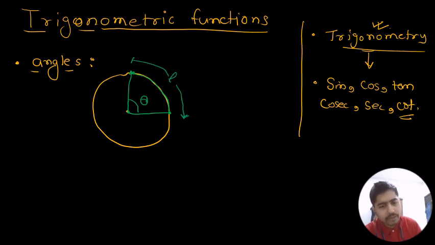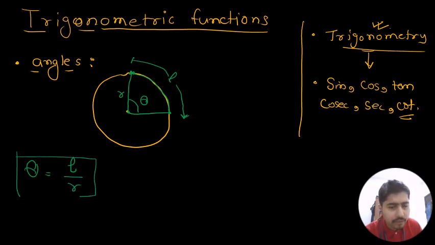To find this angle theta, we can divide the arc length by the radius. From here we can get the value of the angle. Here theta is measured in radian, because the SI unit of the angle is radian.